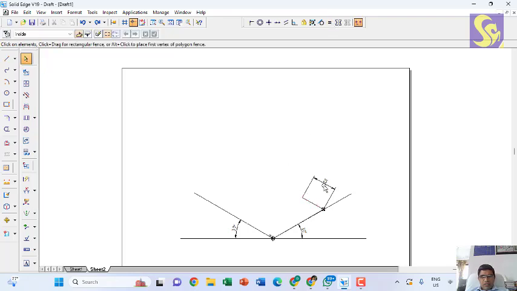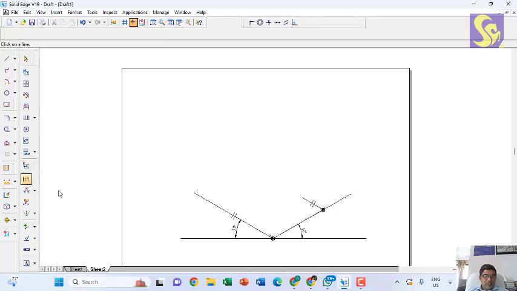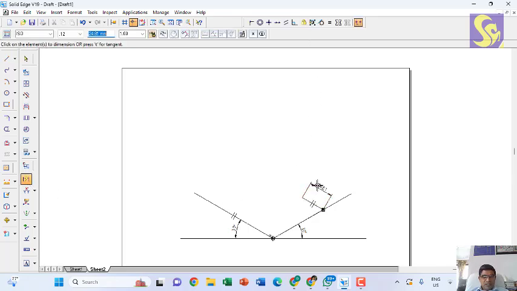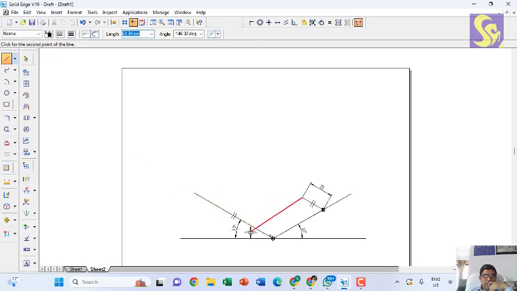Parallel. I'll make not equal, parallel. This line parallel to this, and I'll take the dimension of this as 25, and then I'll complete the base.